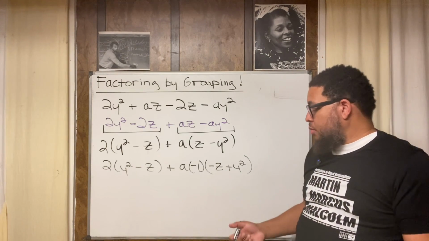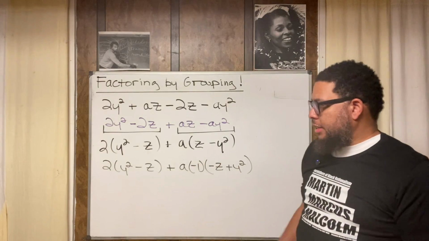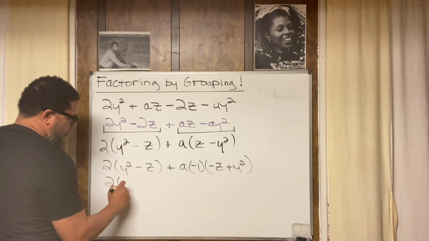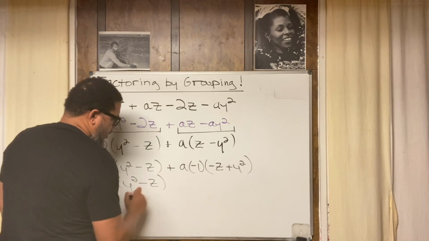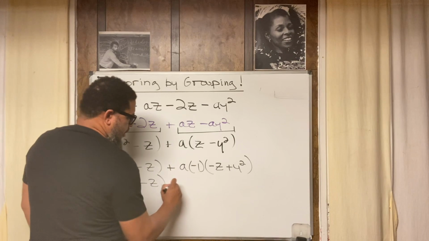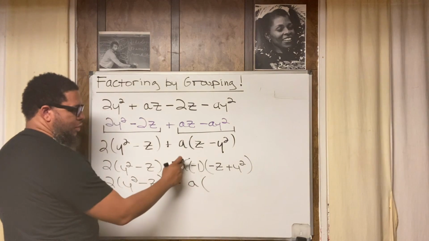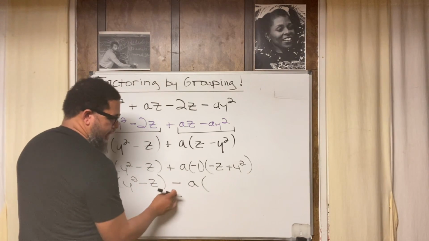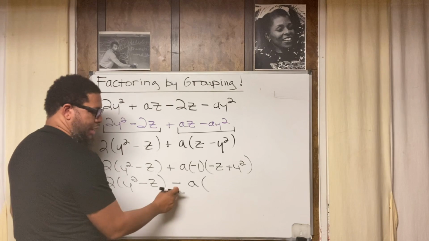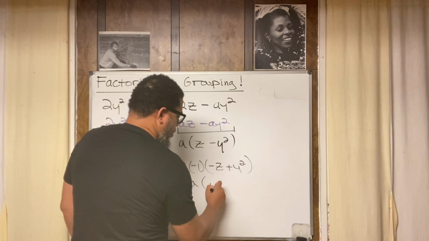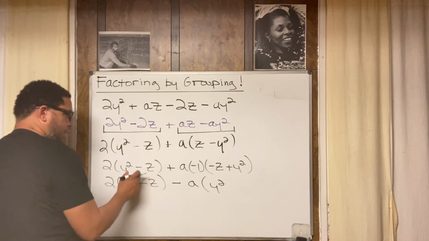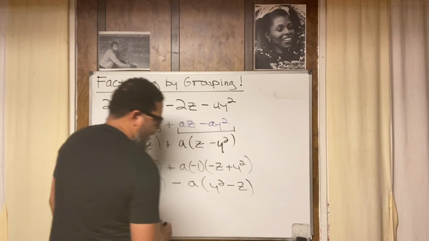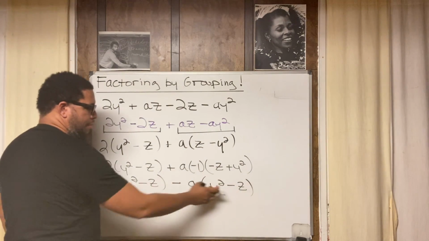All right. But if you want to, we could rewrite this and let's clean it up. Let's do that. So again, this first part is going to be the same. It's going to be 2 times y squared minus z. And then I'm going to clean this up. This is going to become minus a. Why? Because what's a times negative 1? Negative a. So plus negative a is the same thing as minus a. And then I can change the order around to make this one look just like this one. Y squared minus z. Now it matches up.